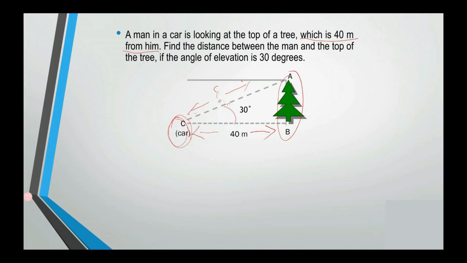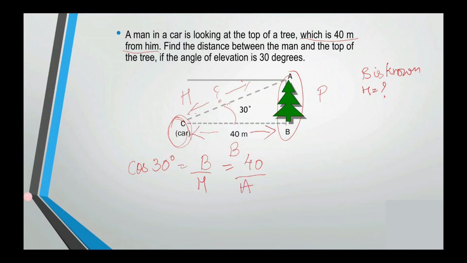As you can see, for this angle of elevation 30 degrees, AB is the perpendicular, BC is the base, and this is the hypotenuse. We know the base is known, and we need to find the hypotenuse. So we can use cos 30 degrees over here, which is nothing but base upon hypotenuse, which equals 40 upon this AC.